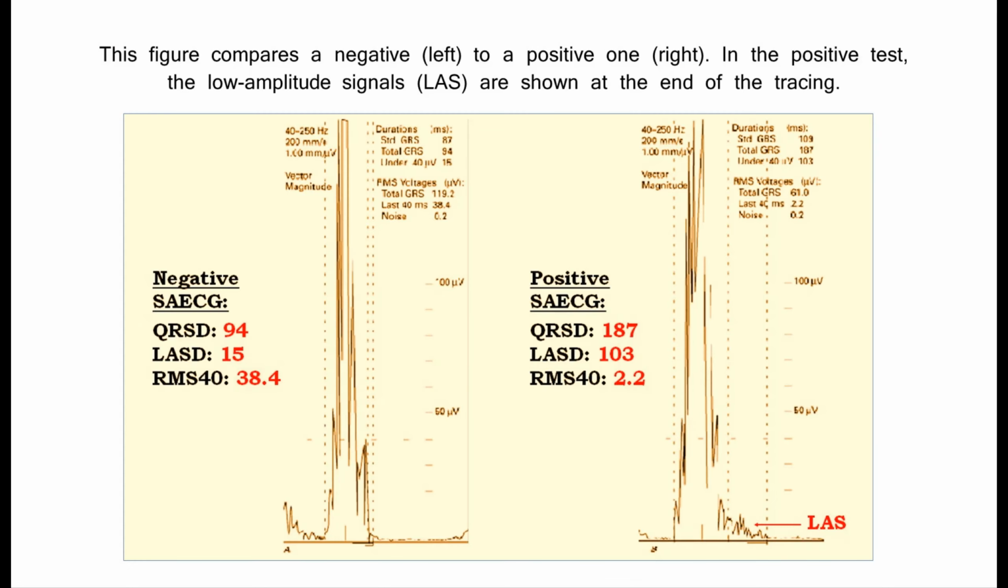This figure compares a negative test, left, to a positive one, right. In the positive test, the low amplitude signals, LASD, are shown at the end of the tracing.